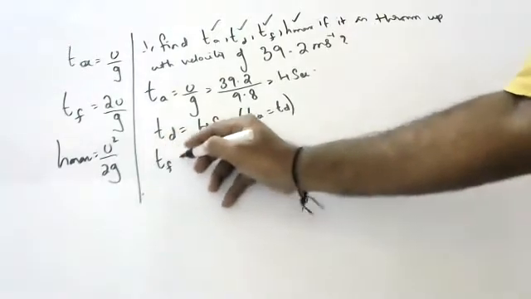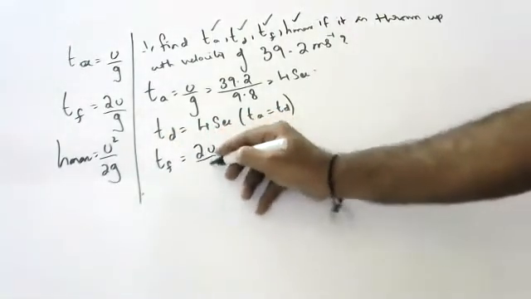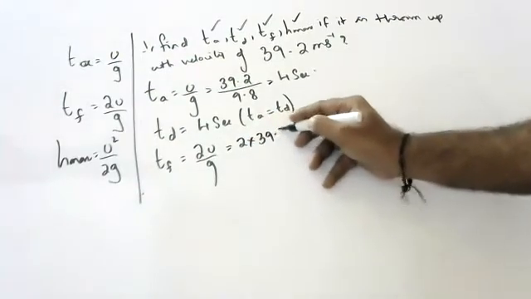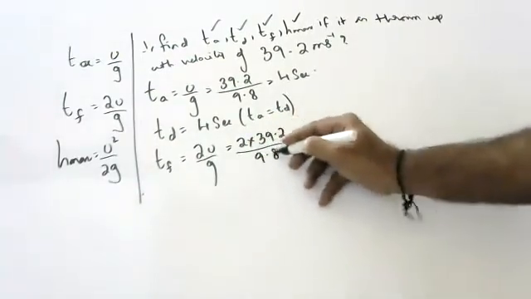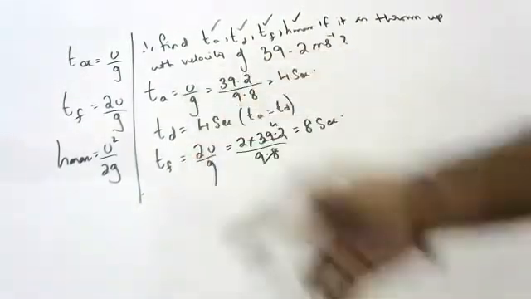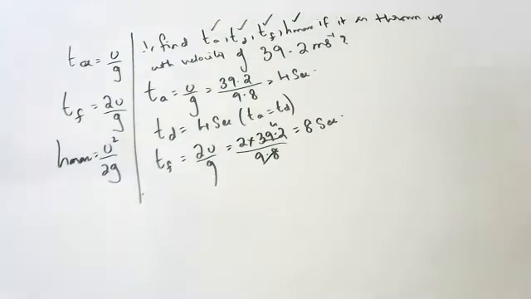So the time of flight is 8. How 8? 4 plus 4. Or 2 into 39.2 by 9.8, that is 4. 8 seconds. That's all, children. 4 plus 4 is 8. Simple logic. No rocket science involved here.